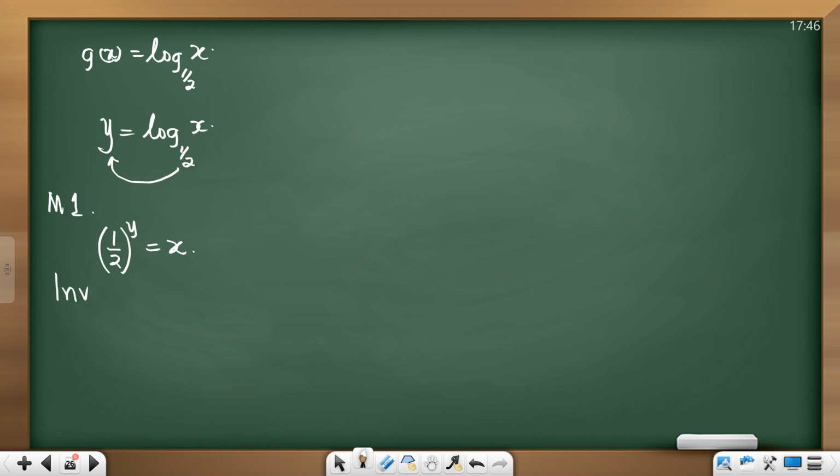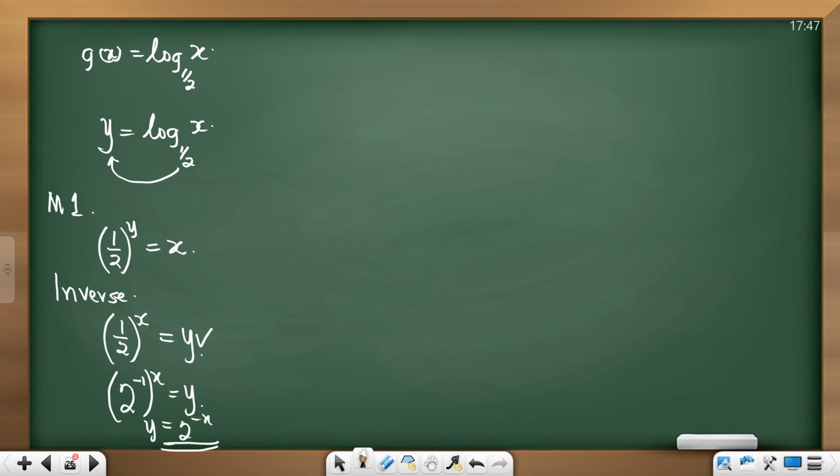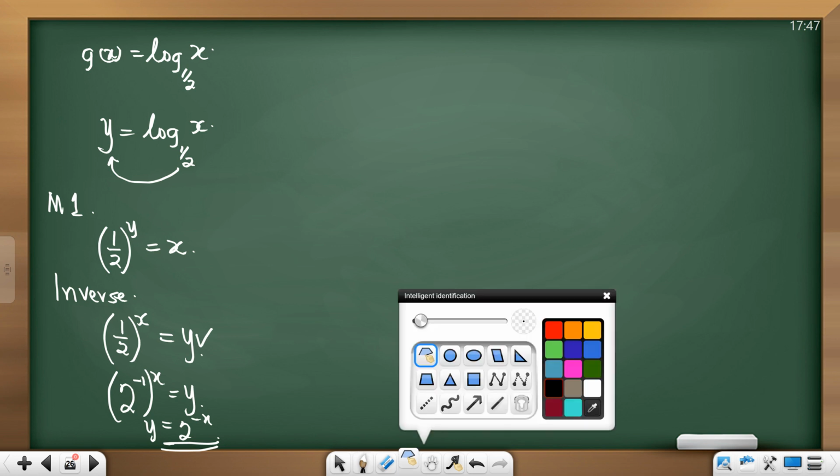Now, we inverse it. Inverse means anywhere you see x, write y. Anywhere you see y, write what? X. So what am I going to have? 1 over 2 to the power of x should be equal to y. And this can be written as 2 to the power negative 1, so y is 2 to the power negative x. This is still correct. That's also correct. Please, let's take note of that.